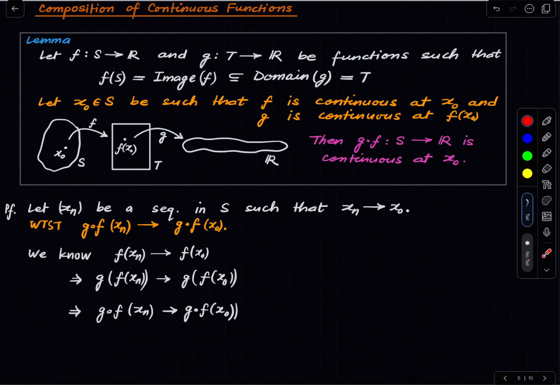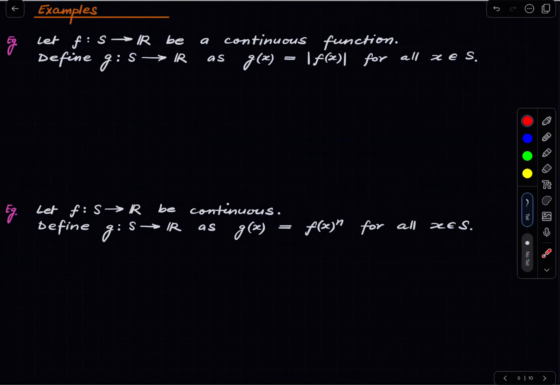So now we can proceed. And here is some very simple example. Suppose we have a function f which is continuous everywhere, and we define this new function g as follows. g(x) is the absolute value of f(x) for all points in S. Then we want to say that g is also continuous.